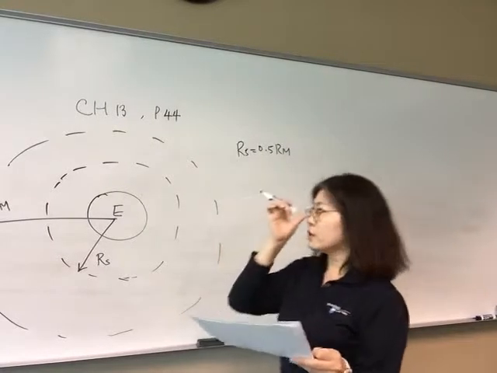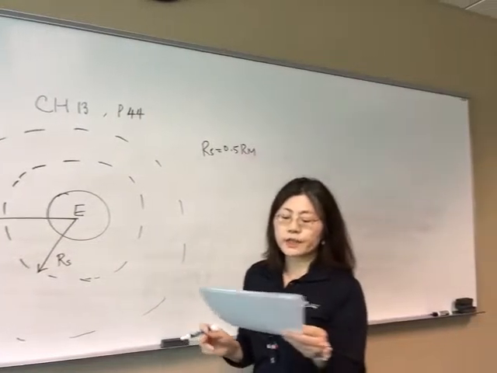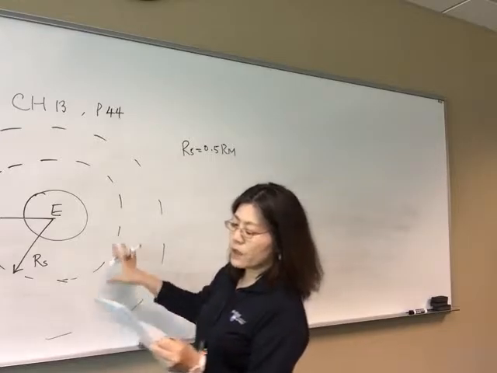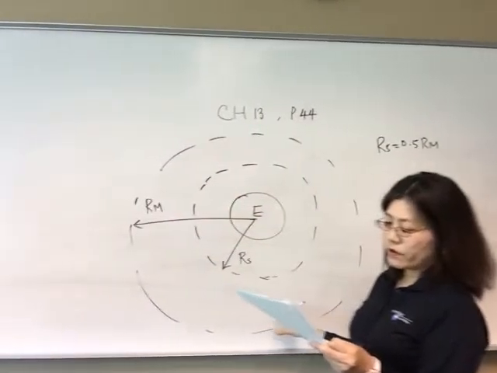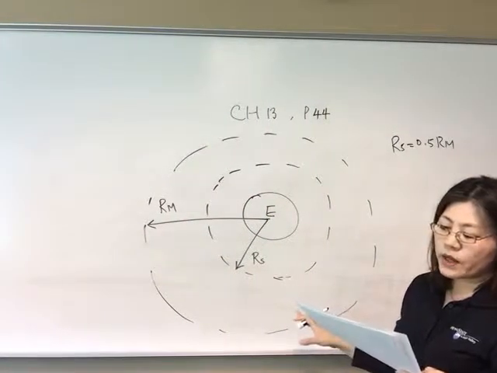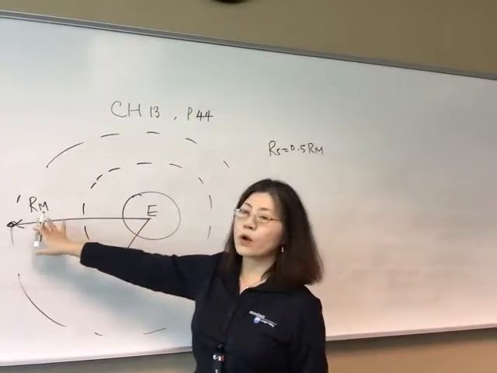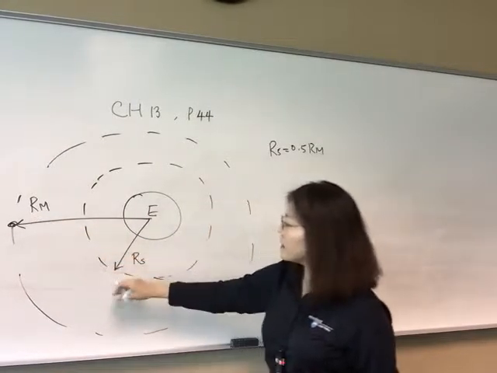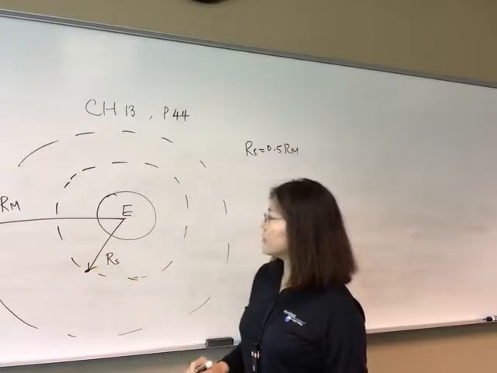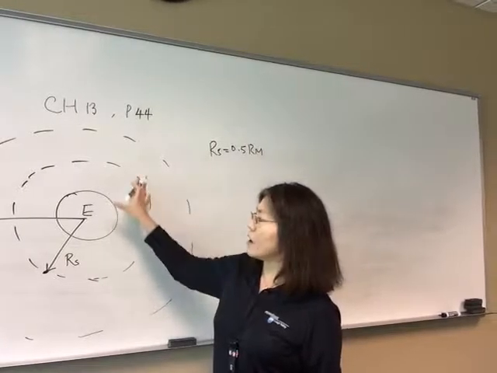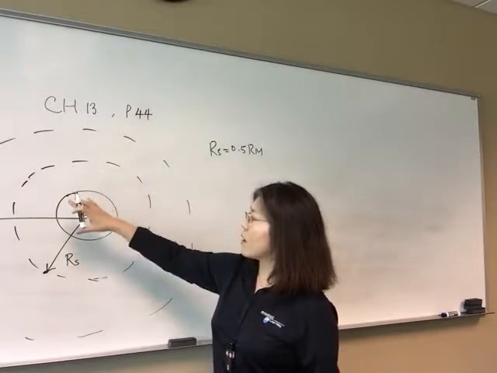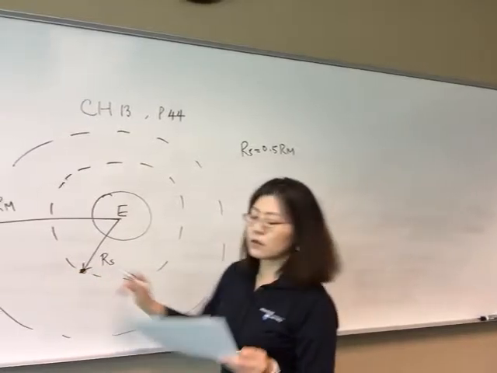Okay, so the next one we want to do is problem 44 from chapter 13. A satellite is put in a circular orbit about Earth with a radius equal to 1/2 the radius of the Moon's orbit. So let's say this is where the Moon is orbiting around the Earth, and let's call that Rm. And you have a satellite that has half the radius of the orbit of the Moon, orbiting around the Earth. So this is the satellite.